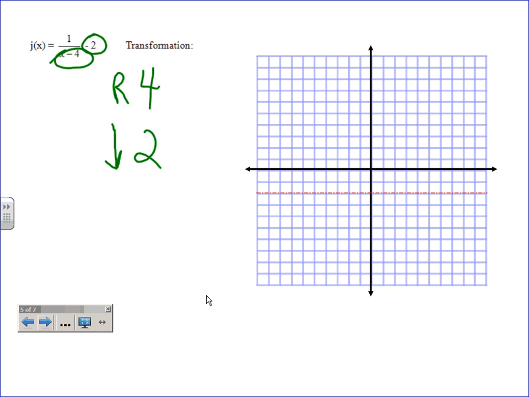So down 2, right 4. Was there a reflection? No. Dilation? Not really. I mean, it's just times 1. So it's the same deal. And so it'd be somewhere, something like this.